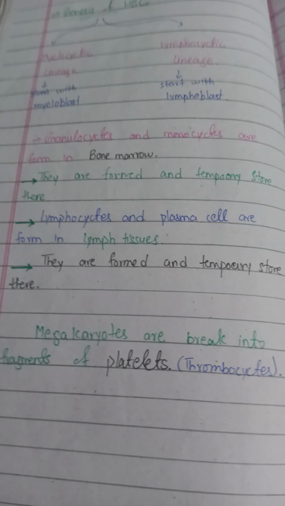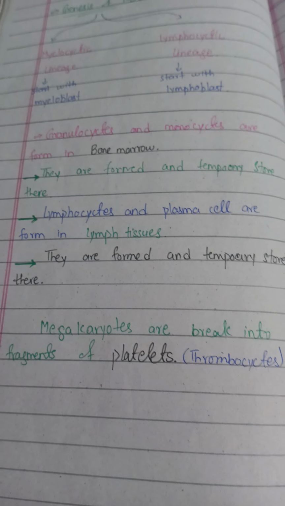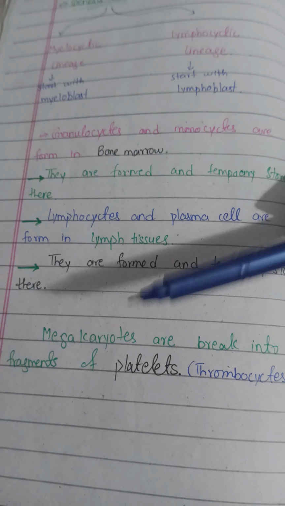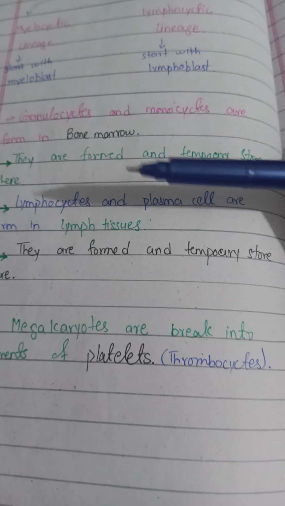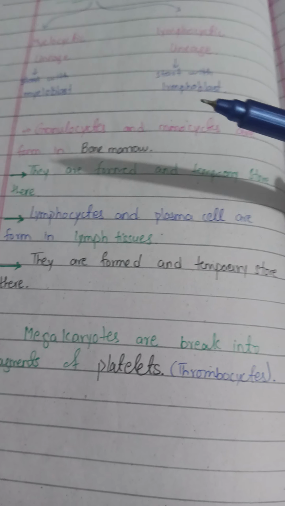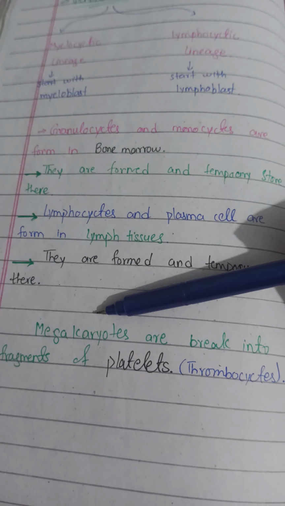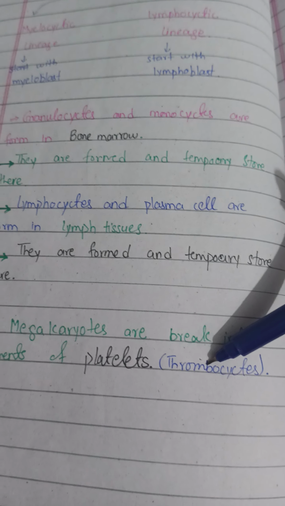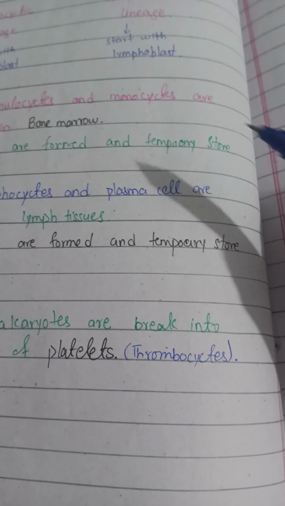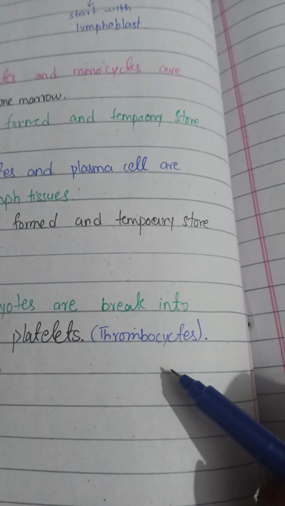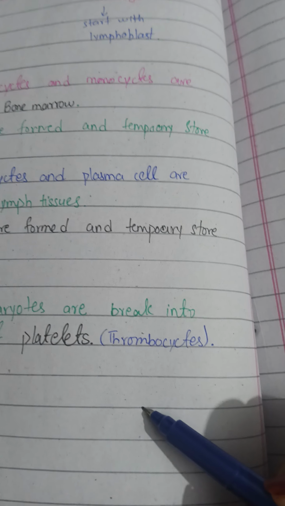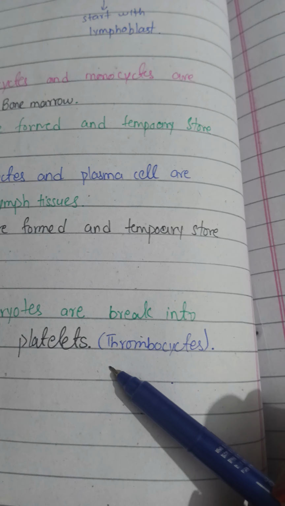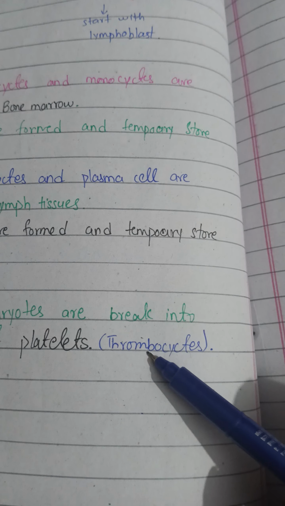Okay, now megakaryocytes are formed. They form platelets. The large segments and fragments break down and form platelets. Platelets are also called thrombocytes. Our RBC is called an erythrocyte, our white blood cell is called a leukocyte, and our platelets are called thrombocytes.